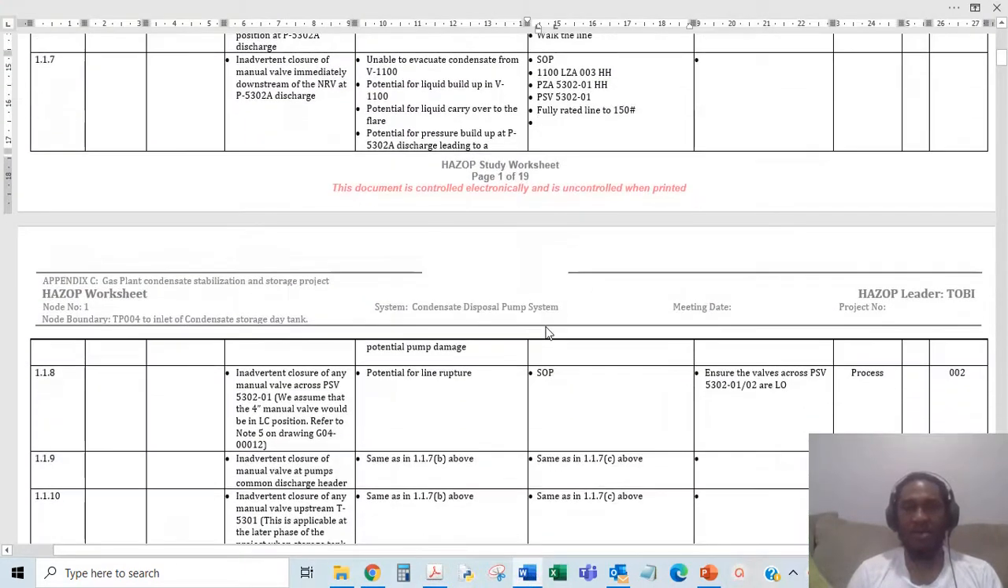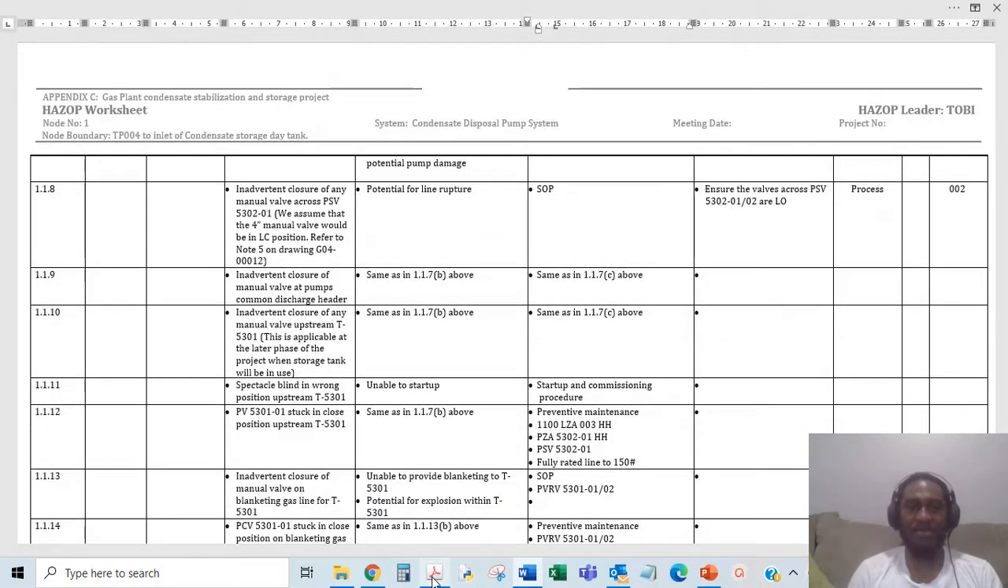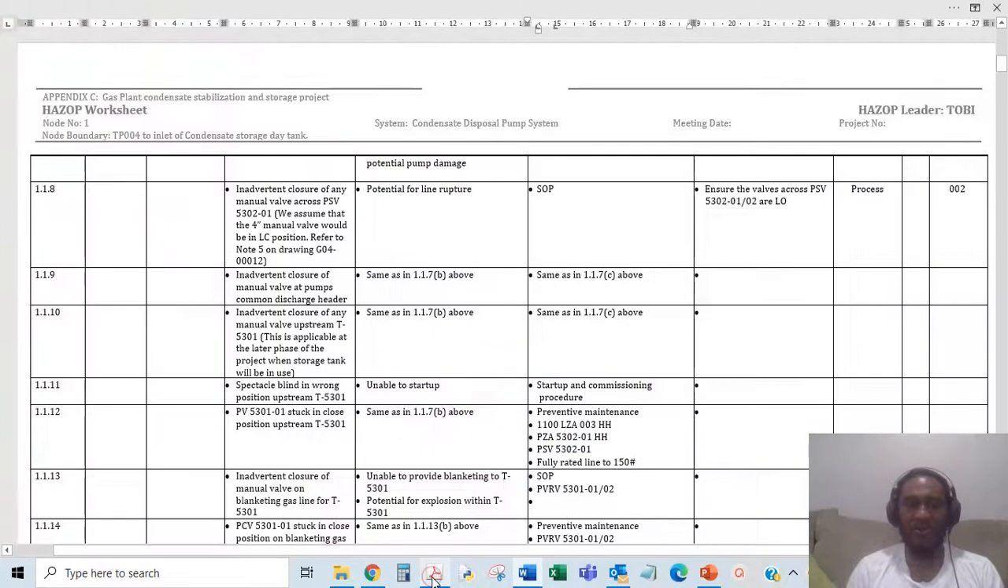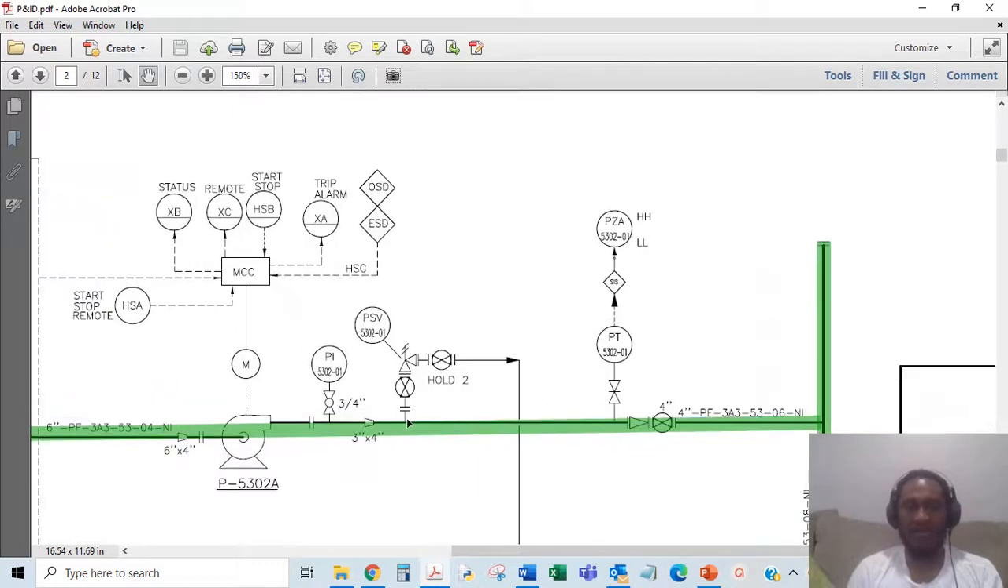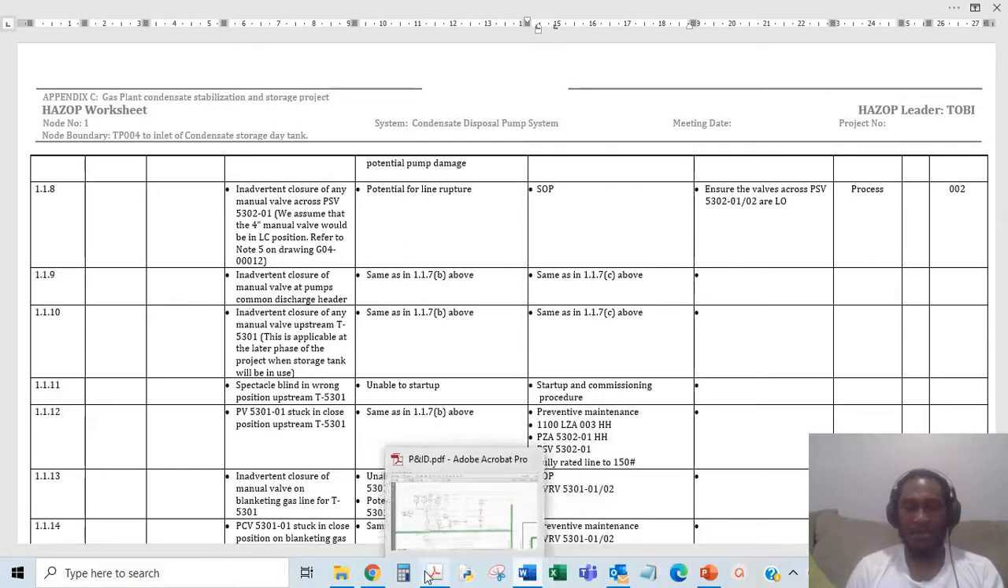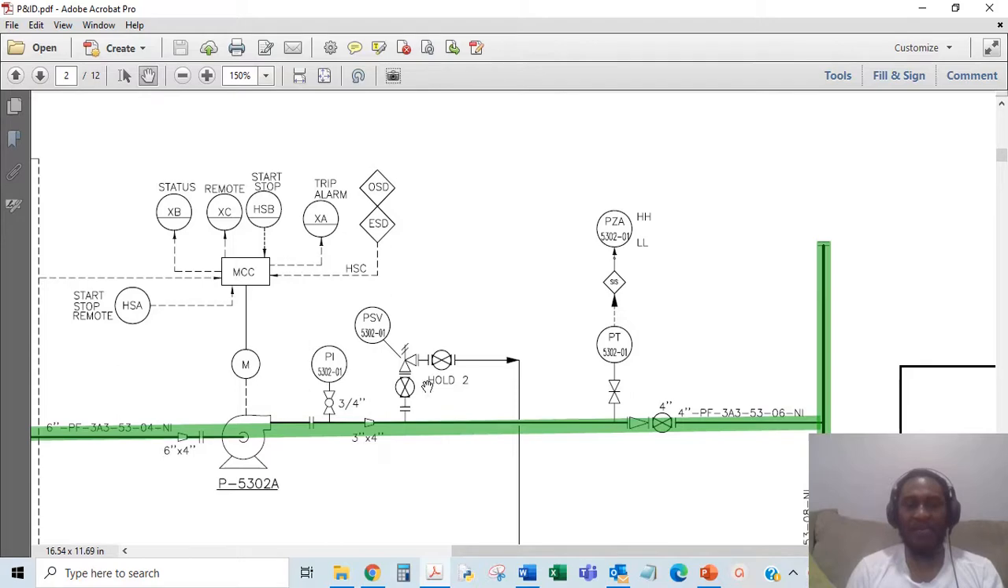Okay, so then from here we go into the next page. Inadvertent closure of any manual valve across this PSV. It should be in a lock closed position, for manual, yeah, potential for line rupture. So any of these valves, we believe that they should be lock closed, but we could have flow going in them. So this could lead to a line rupture. Normally, if these valves were locked, you wouldn't have any flow in this.